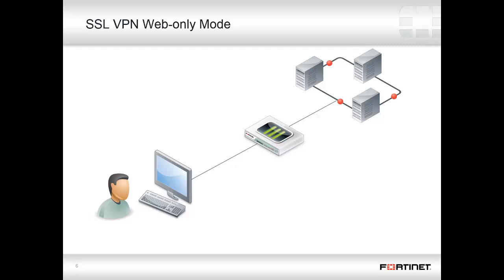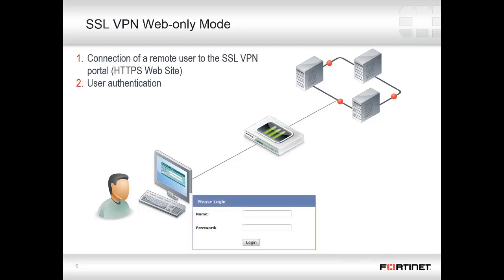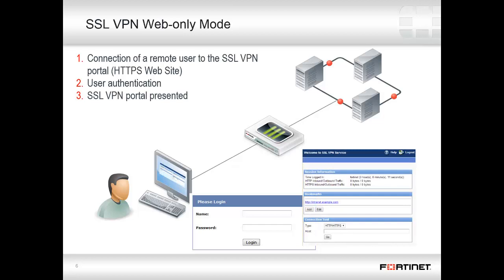The FortiGate unit supports three different SSL VPN modes: web-only, tunnel, and port-forward. Let's start with web-only mode and the procedure to establish a web-only SSL VPN. The first step for web-only is to connect using HTTPS to the FortiGate device from any browser. The next step is to enter the credentials for authentication. After that, an SSL VPN portal is presented.